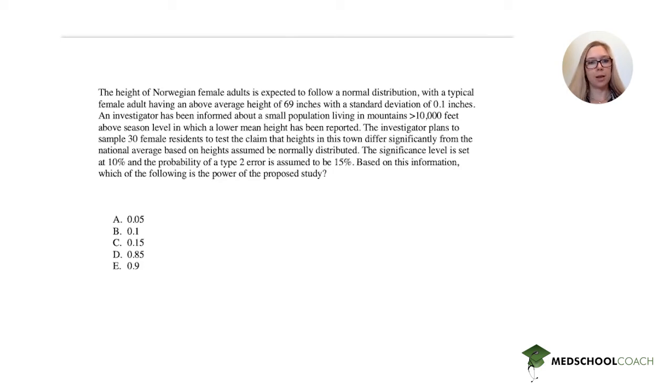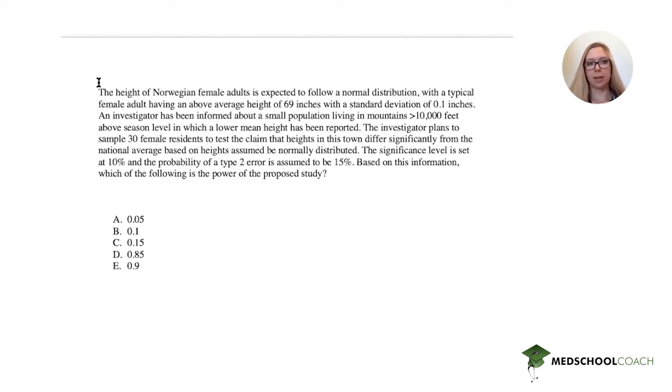The height of a Norwegian female adult is expected to follow a normal distribution, with a typical female adult having an above average height of 69 inches with a standard deviation of 0.1 inches. An investigator has been informed about a small population living in the mountains greater than 10,000 feet above sea level, in which a lower mean height has been reported.